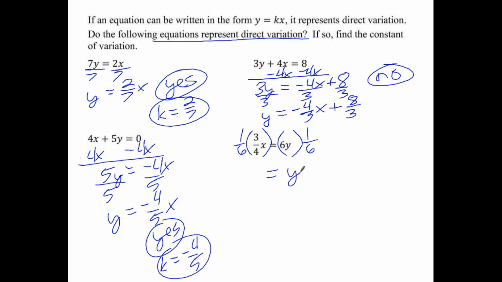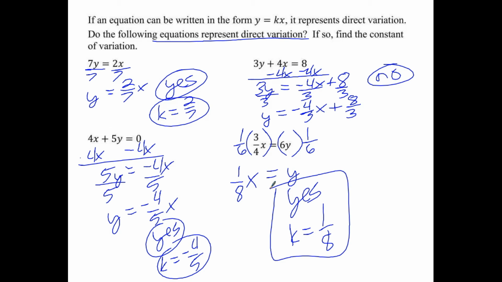3/4 times 1/6 is 3/24. Okay, so what's 3/24? 1/8, nice. So we have 1/8 x. Is that direct variation? Yes. So therefore k equals what? 1/8.